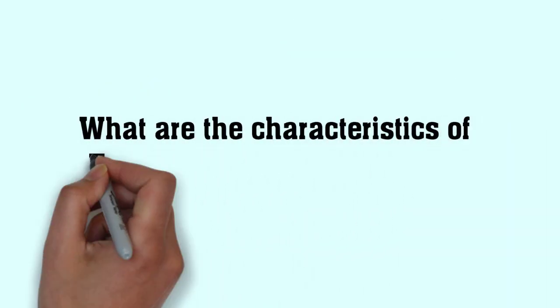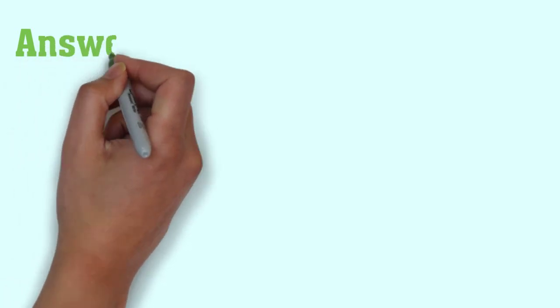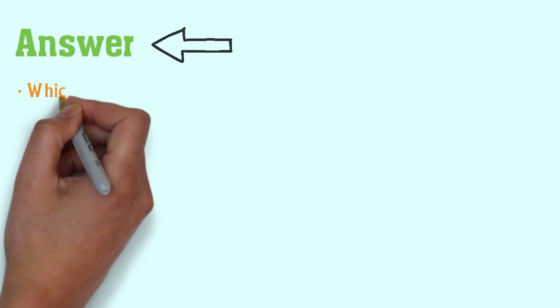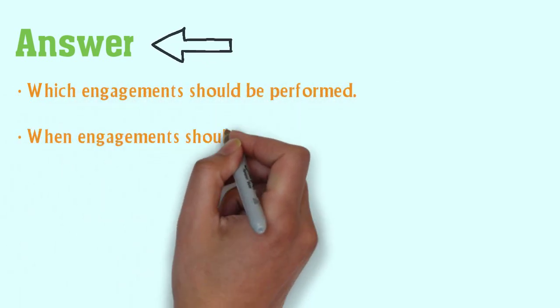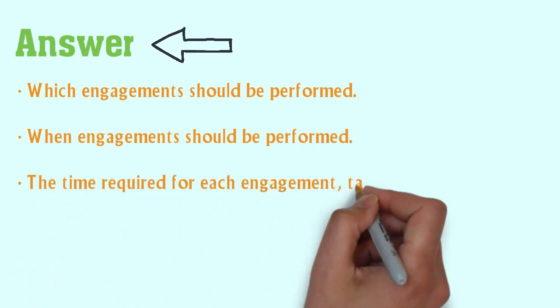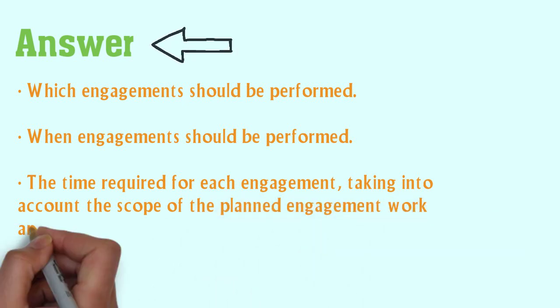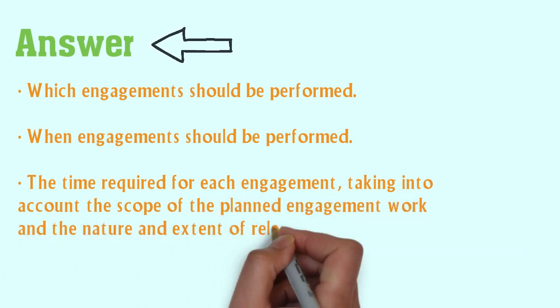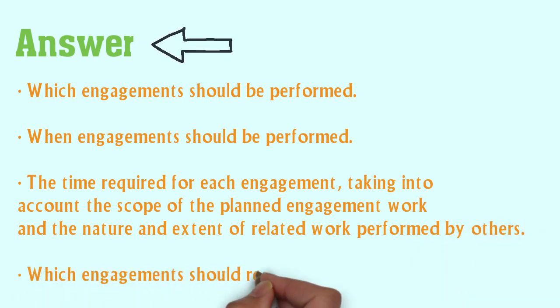What are the characteristics of the engagement work schedule? The planning process and specific work schedules for engagements should include the following: which engagement should be performed, when the engagement should be performed, the time required for each engagement, taking into account the scope of the planned engagement work and the nature and extent of related work performed by others. Which engagement should receive priority over others?